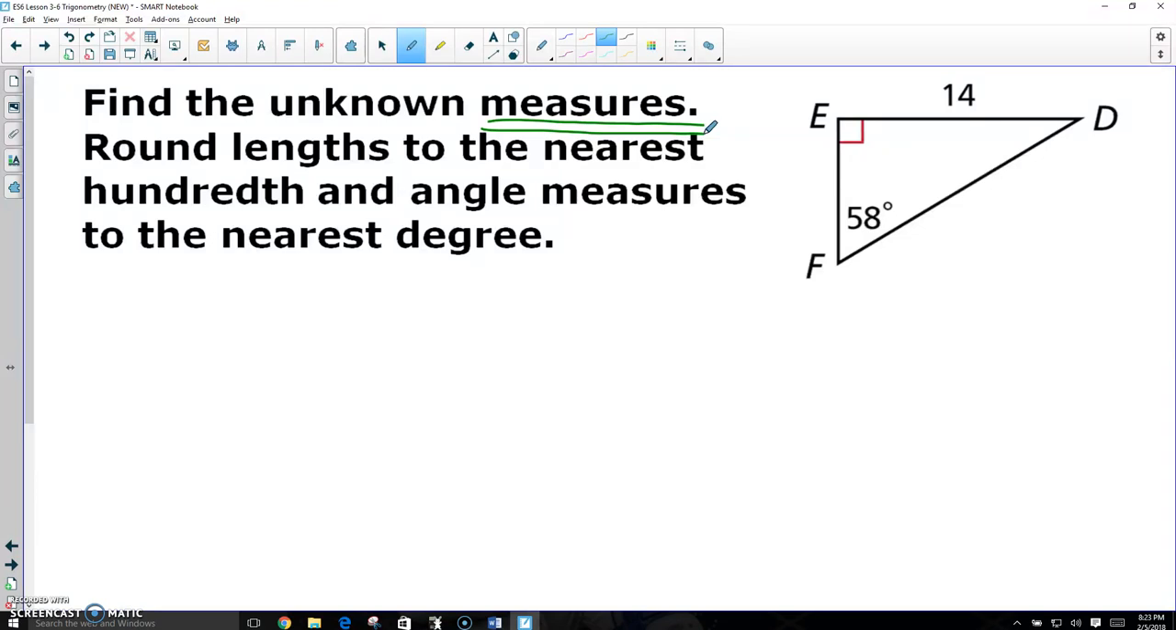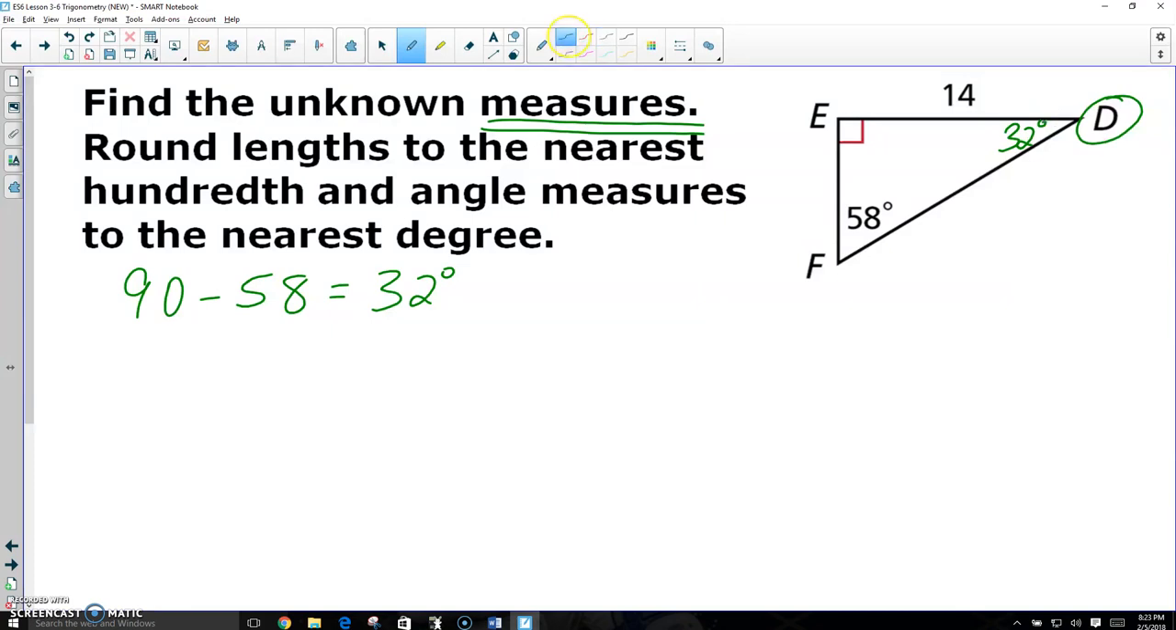When I look at this problem, I see that angle D is the only angle I'm missing. So that would be the first thing I would find. I would take 90 minus 58. 90 minus 58 is 32 degrees. So I'd label 32 degrees up here. And I would also note in my mind, that's an exact answer. That's not rounded. That's an exact answer because angle F was exactly 58 and angle E was exactly 90.